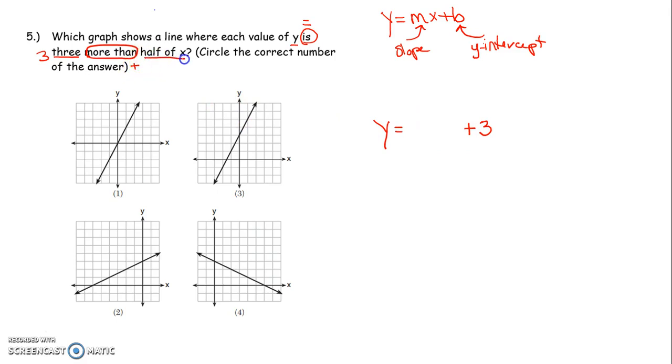It says half of x. Oh, "of" means to multiply. So half of x would be half times x. Oh, 3 more than half x. Hey, I have it in the right form, yay. So y is 3 more than half x. Awesome.